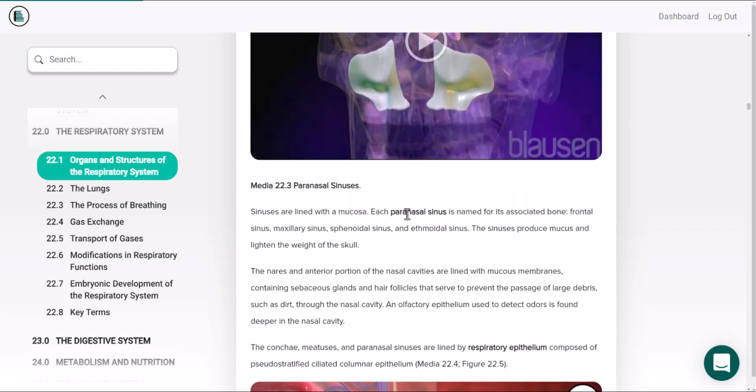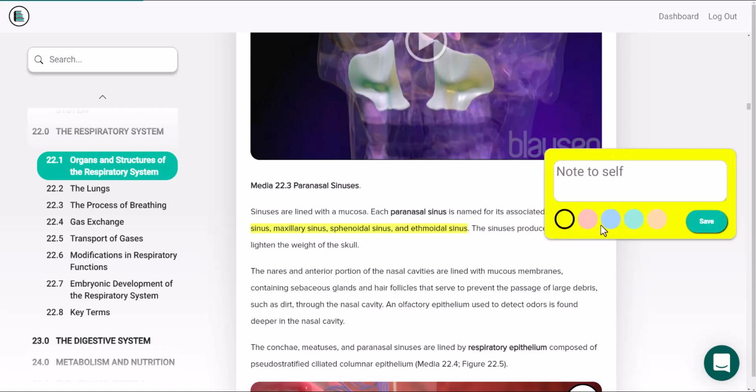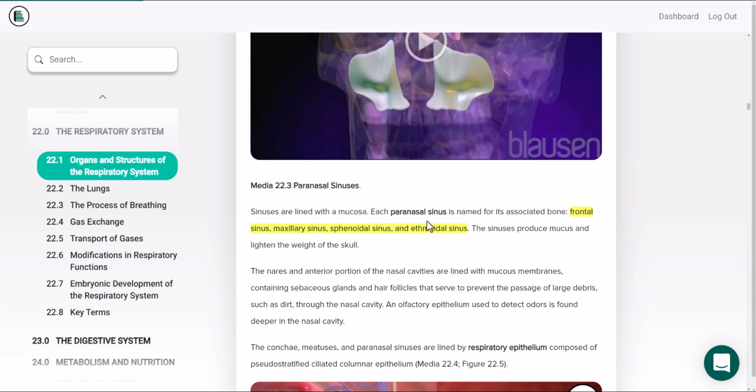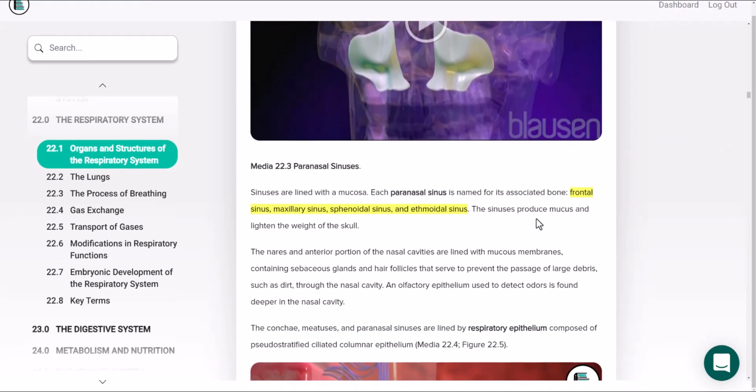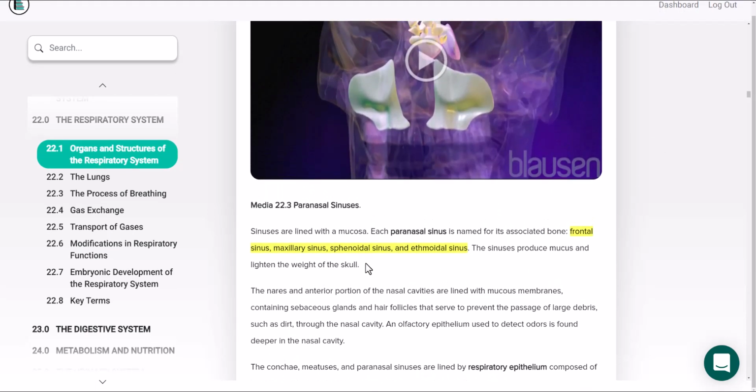Paranasal sinus just means next to the nasal regions, I should say. And again, there are 4 types of nasal sinuses. Make sure you can label those 4. They are producing mucus. They're lightening the weight of the skull. They're also creating resonance for your voice.